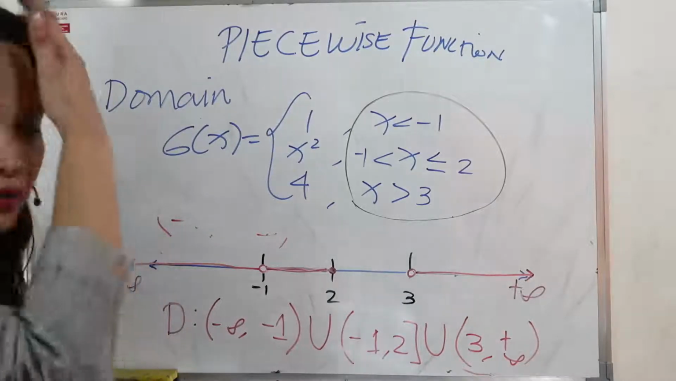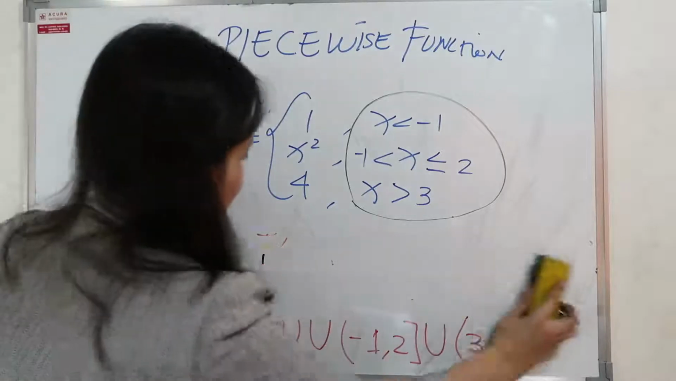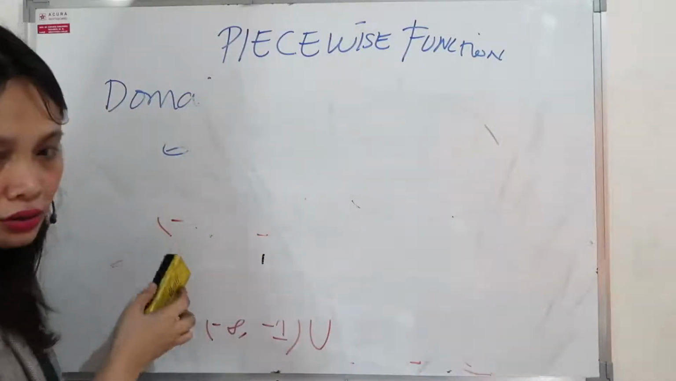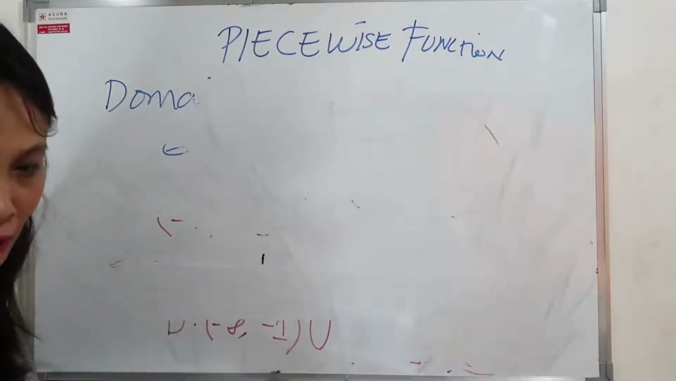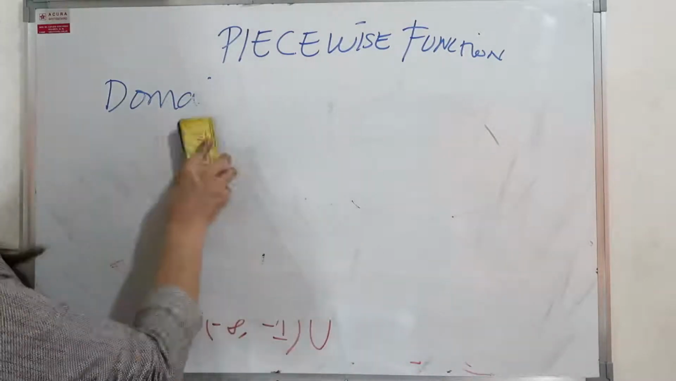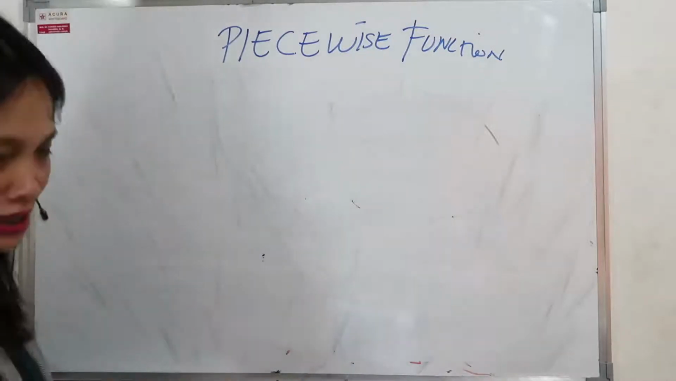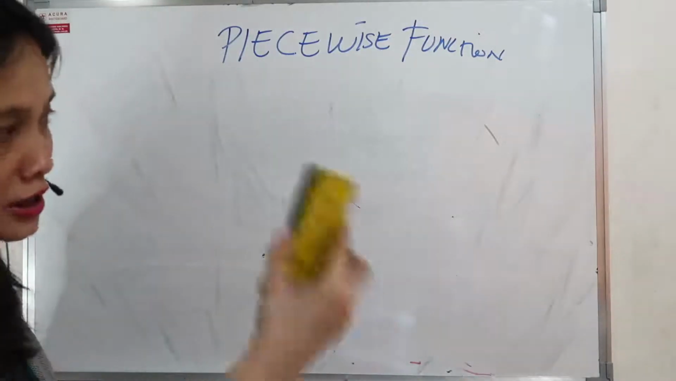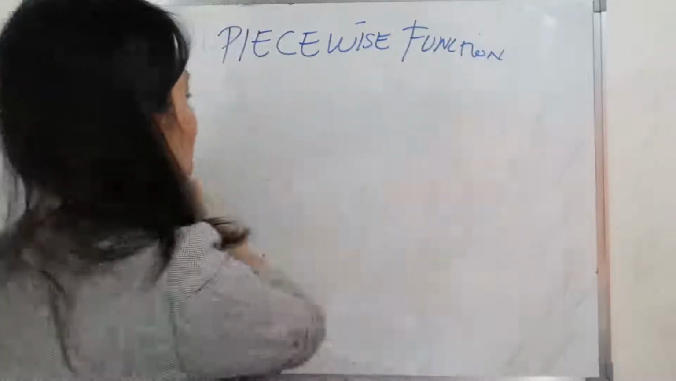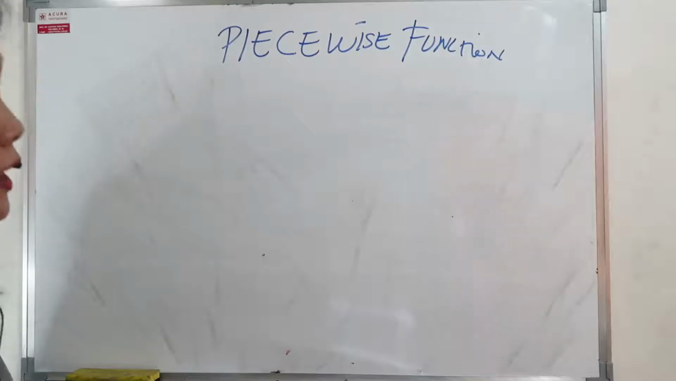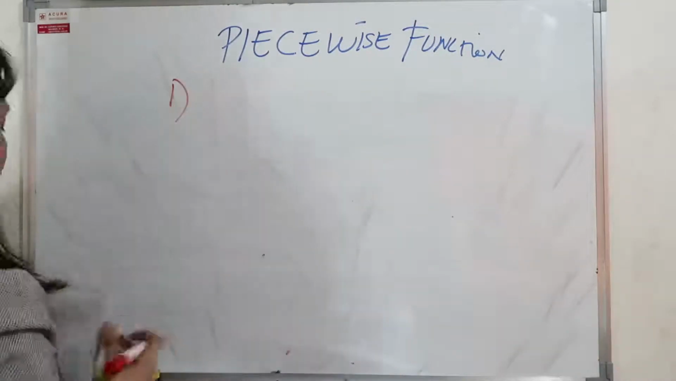Okay, let's proceed now to how we graph a piecewise function. Okay? How do we graph? And how do we determine the range? The range, we can determine using the graph. So we need to graph first before we determine the range. For the domain of the piecewise function, you can easily determine it using the condition. But for the range, you need to graph first. So how do we graph a piecewise function? Let's say example number 1.